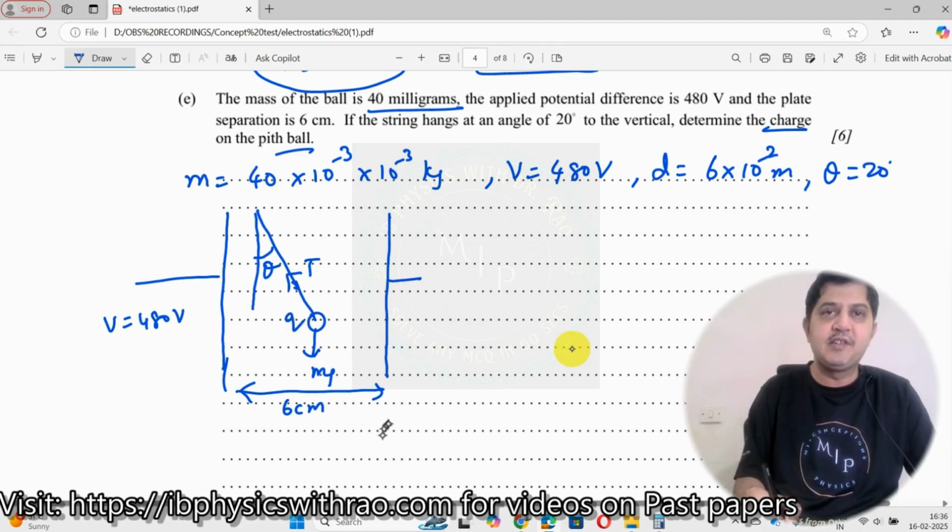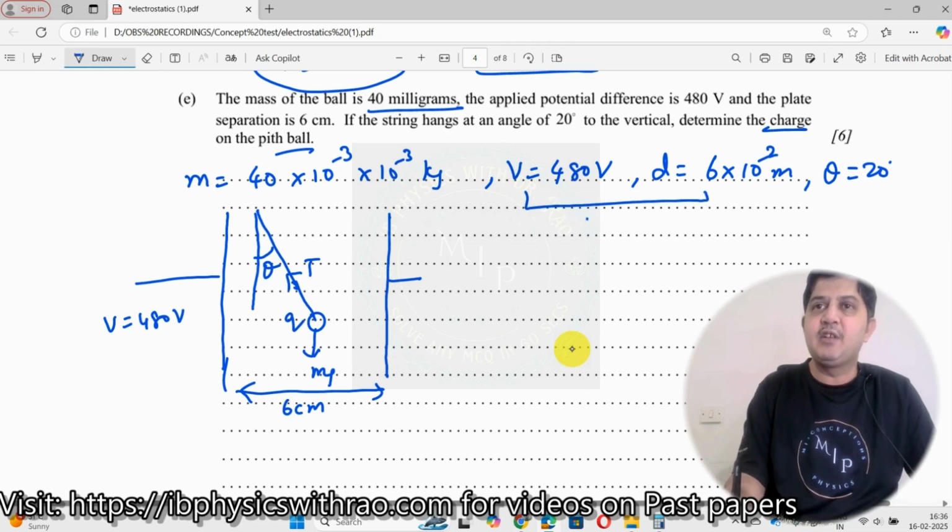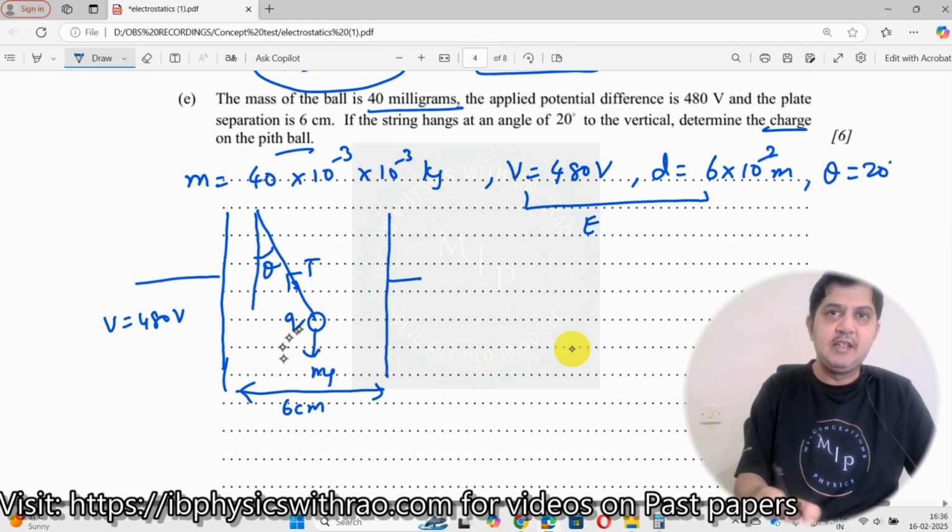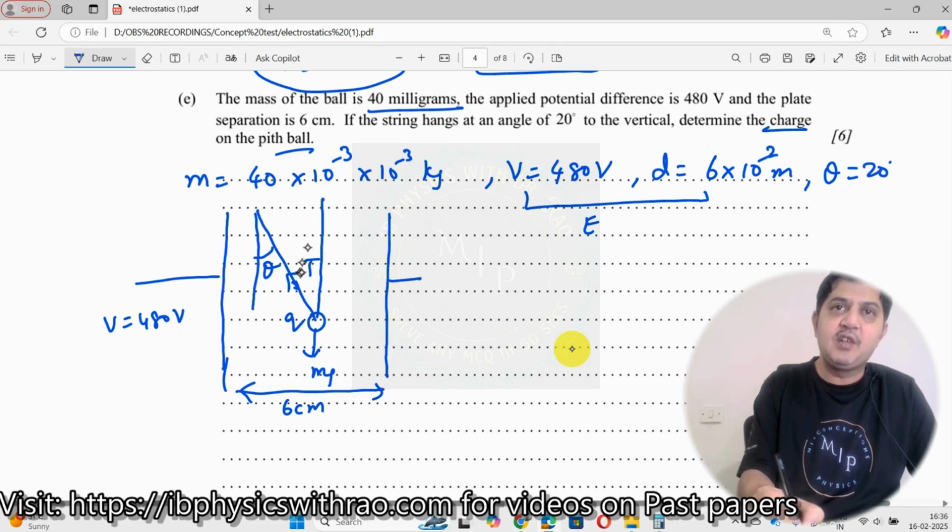Okay, how do we do this now? Since V and d are known, using V and d you can find out the value of E. Right? So let us find the value of E. Before that, we should have a plan here. The plan is, how do you determine this? See, this tension T and this angle theta is known. So this should also be angle theta with respect to this vertical.